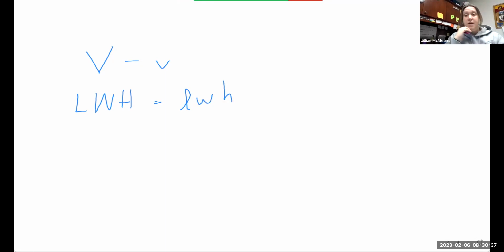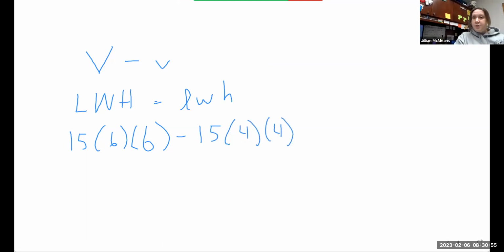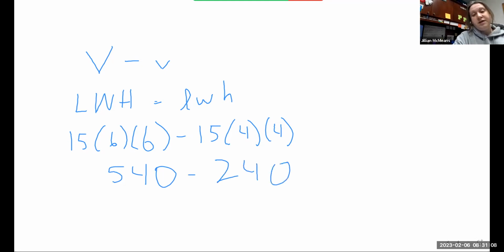I know you don't have the picture sitting in front of you, but the length of the big rectangular prism was 15, the height was 6, and the width was 6. For the smaller rectangular prism, the length was still 15, but the width and the height were each 4. So we're going to do a little math. 15 times 6 times 6, we get 540. And then 15 times 4 times 4, we get 240. So when I subtract that cutout from the bigger rectangular prism, we should get 300.